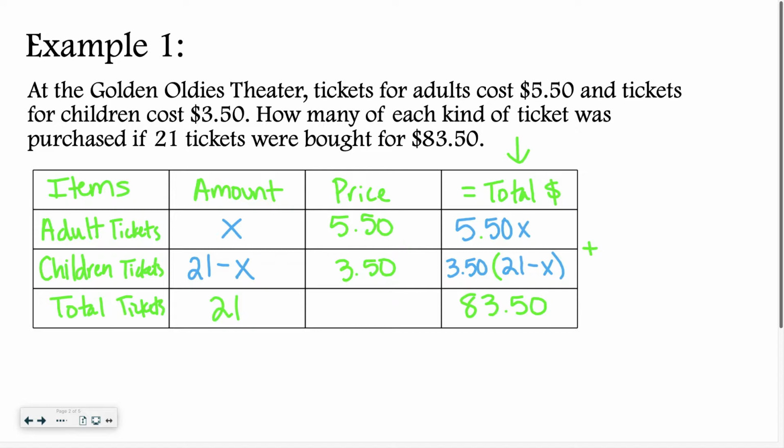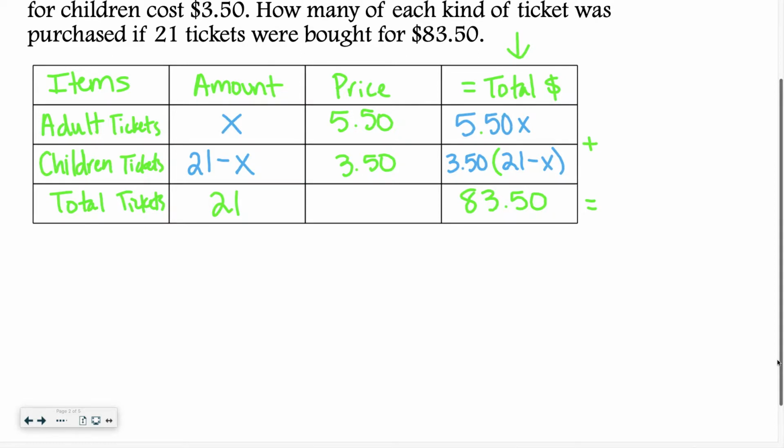Now this final column here is your best friend. This is where you get your equation from. You add the top 2 boxes and set it equal to the bottom. As long as the bottom row is your mixture or the total of your combination, this system always works, where you add the top 2 and set it equal to the bottom. So now if I write that out as an equation, I would write 5.50x, or you could write 5.5, that's fine. I'm going to keep the 0 there because we're talking about money, plus 3.50 times (21 minus x) equals 83.50.